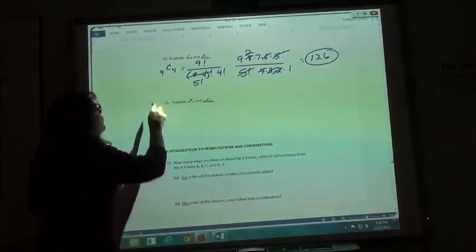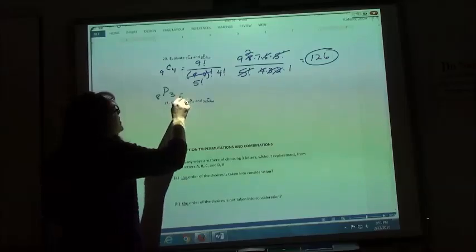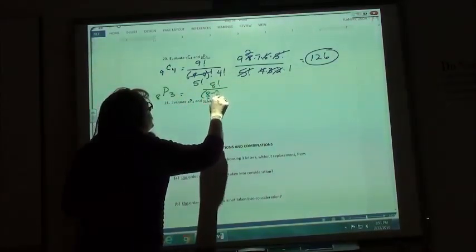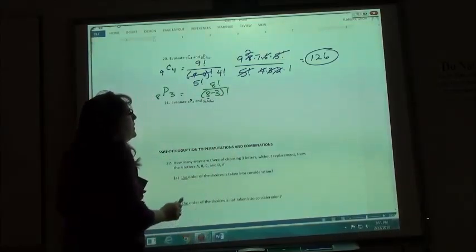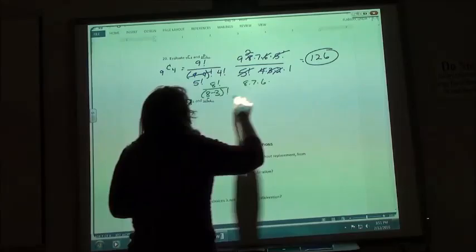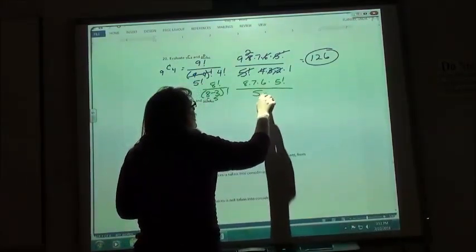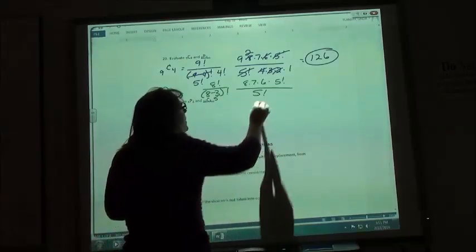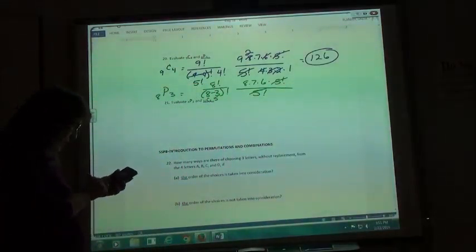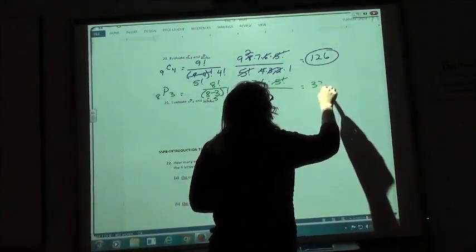For 8P3, a permutation of 8 things taken 3 at a time. I'm going to have 8 factorial over 8 minus 3 factorial. So I'm going to have 8 times 7 times 6 times, this would be 5, 5 factorial. 5 factorial on the bottom. My 5 factorial is going to cancel out. So 8 times 7 times 6 gives me 336 permutations.